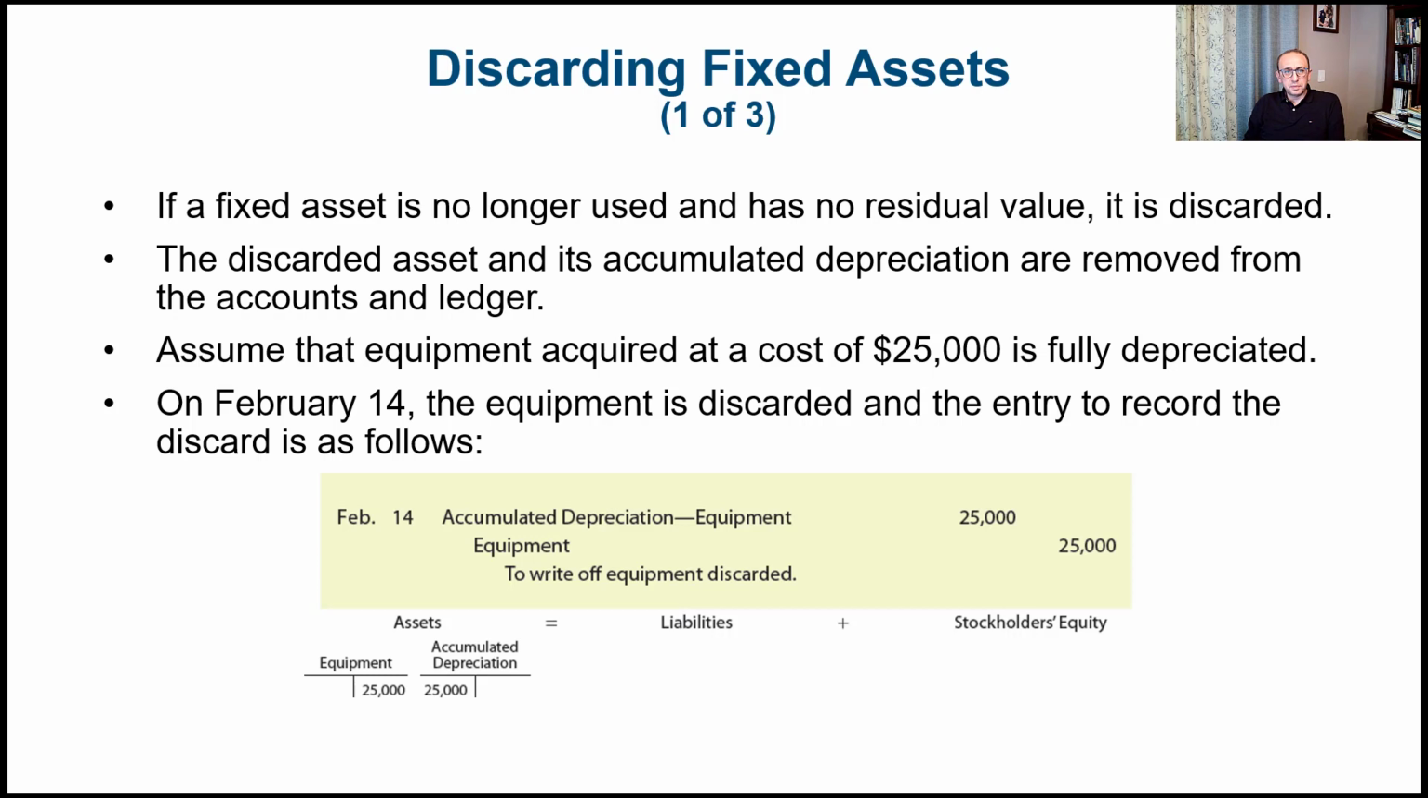Let's assume the equipment acquired at a cost of $25,000 is fully depreciated. In other words, its accumulated depreciation is equal to its cost. On February 14th, the equipment is discarded, and the entry to record that discard is as follows. We're going to credit the equipment. When we credit the equipment, we're reducing its value based on its original cost, and we're also going to debit accumulated depreciation. Remember, accumulated depreciation is a contra asset account, so it has a credit nature. When we debit it, we are canceling it, especially that we are canceling it for the full value.